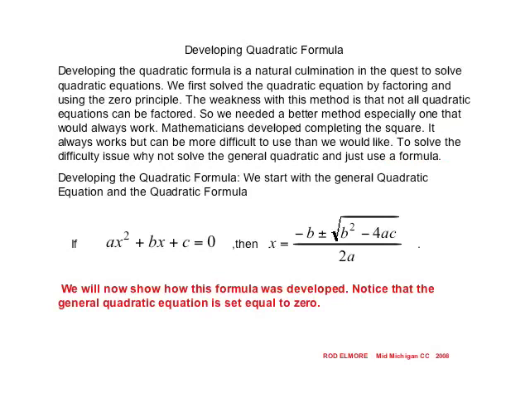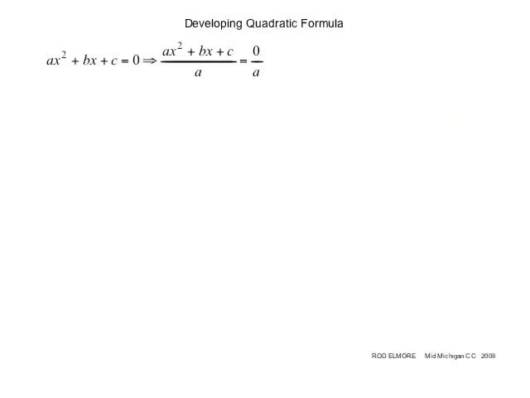We will now show how this formula is developed. Notice that the general quadratic equation is set equal to 0. Developing the quadratic formula: ax squared plus bx plus c equals 0. And we can divide both sides by a. We do that so that we can get rid of the numerical coefficient on the x squared term. So we get x squared plus b over a x plus c over a equals 0.